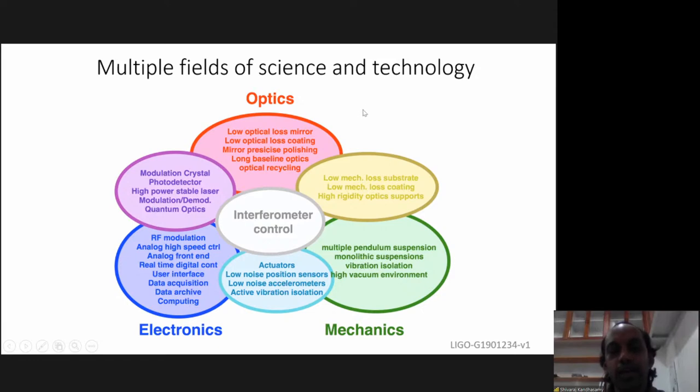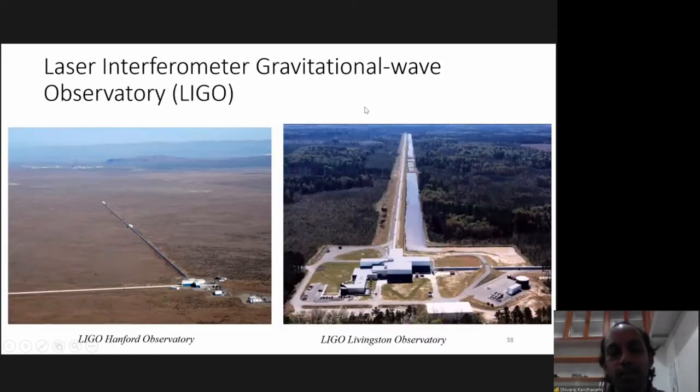So this is the final product of all this effort. On the left side you see LIGO Hanford, on the right side LIGO Livingston. You can see these are really beautiful, large scale instruments that people were able to build after a lot of work. This took probably around 2 to 3 decades of work from many different people on many different aspects of this instrument.